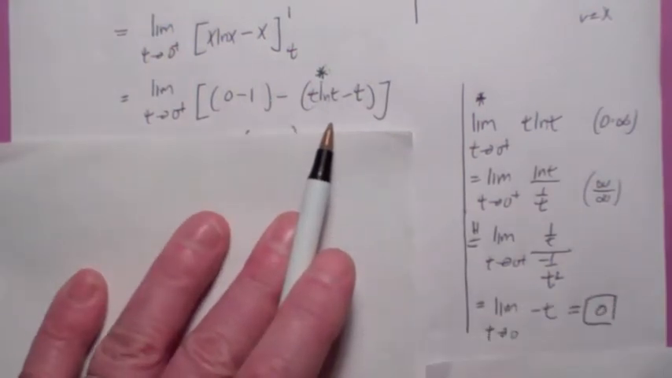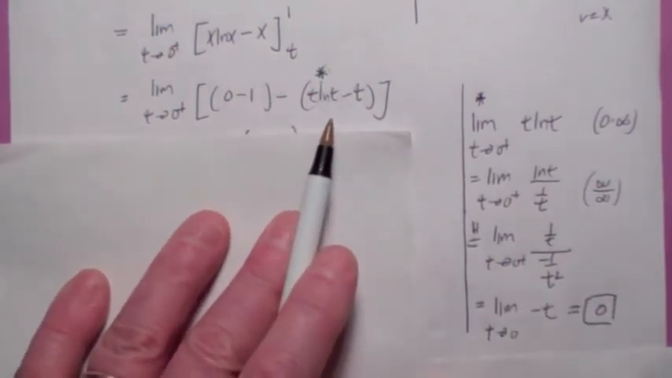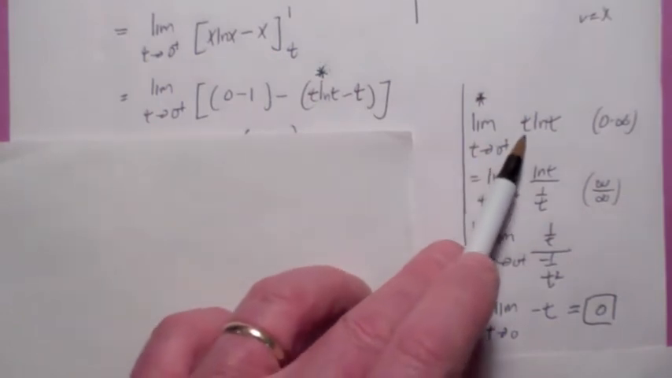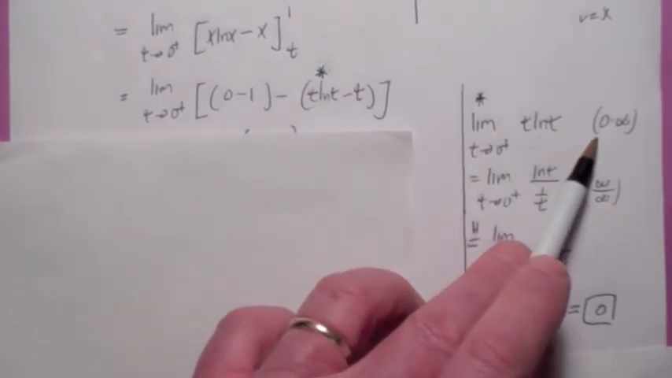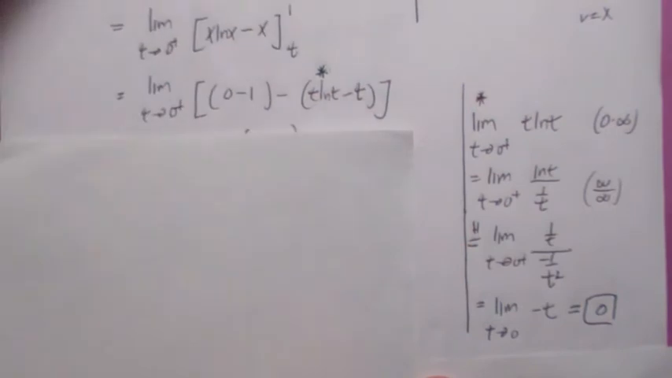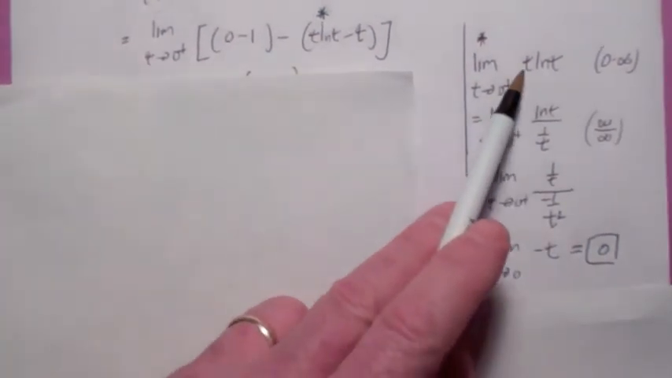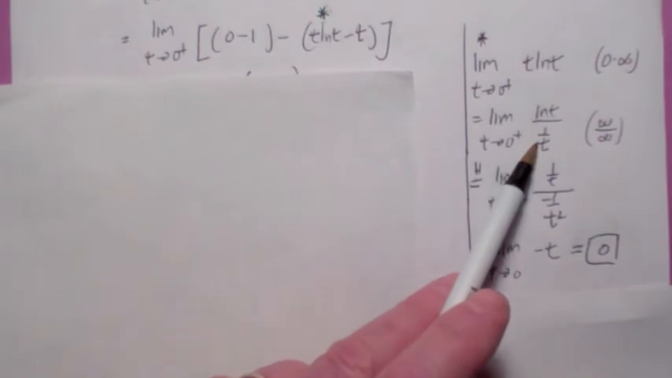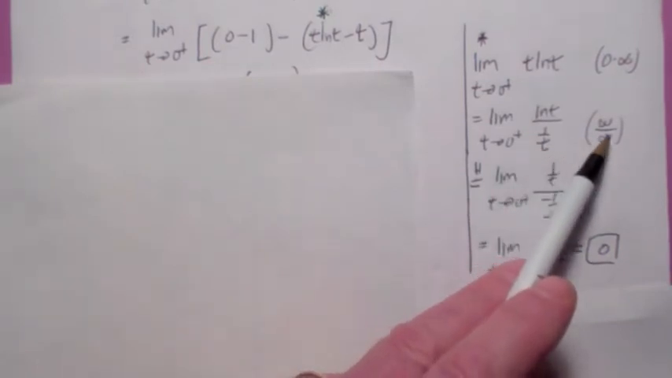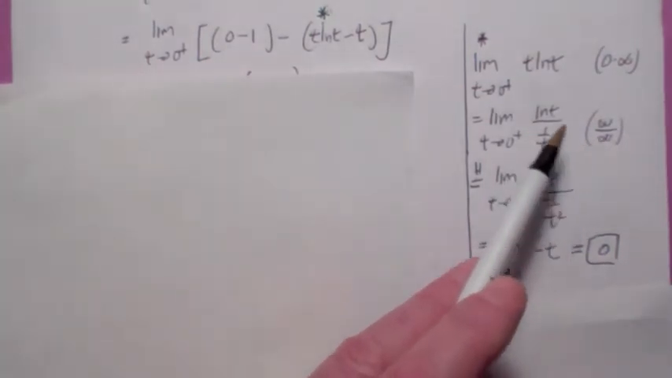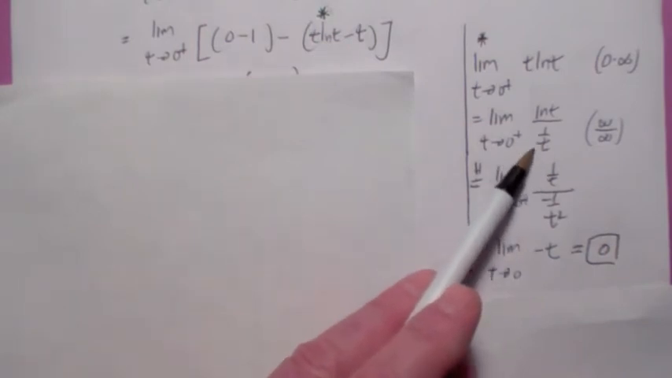It turns out that limit is 0, but here's why. The limit as t goes to 0 from the right of t ln of t has the form 0 times infinity. So you could bring the t down and write it as ln of t over 1 over t. Now it has the form infinity over infinity. Apply L'Hopital's rule to that.